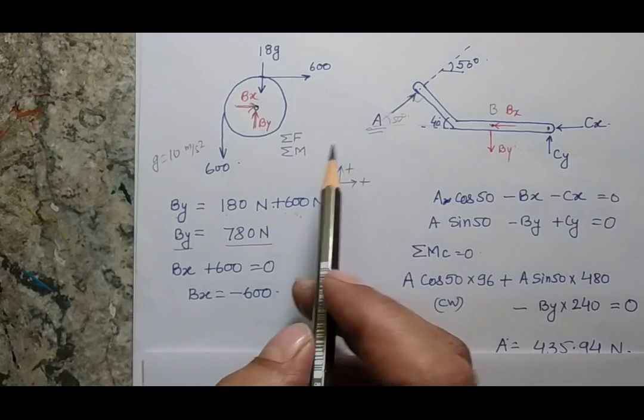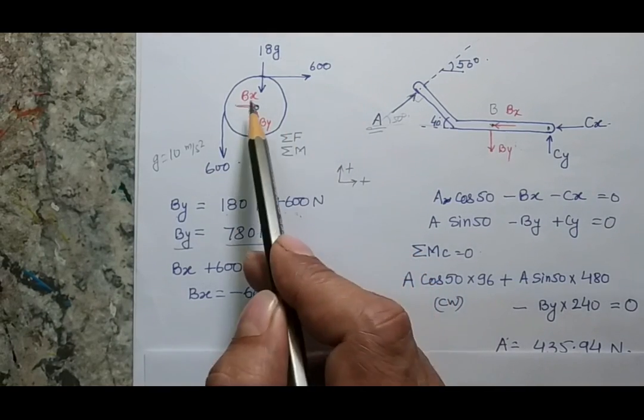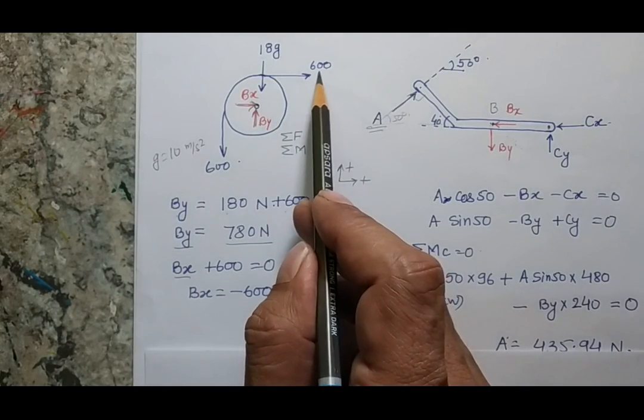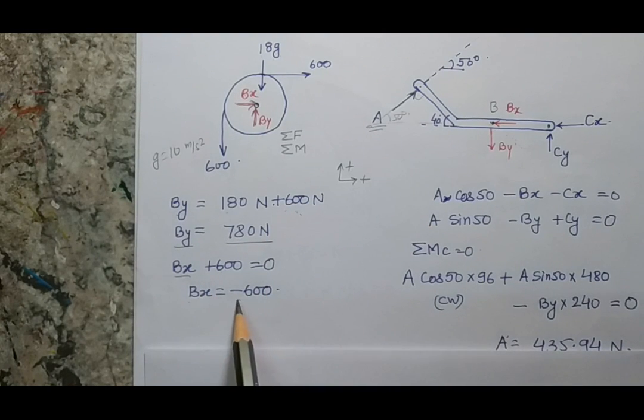Newton. If I balance the horizontal forces, there are two horizontal forces, 600 and Bx, and this Bx is also acting on the right side and 600 is also acting on the right side. So these two will sum to 0 and my Bx is coming to minus 600.